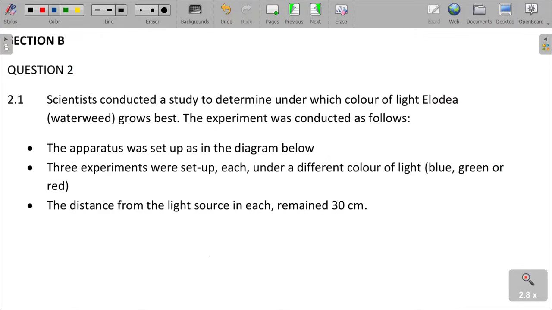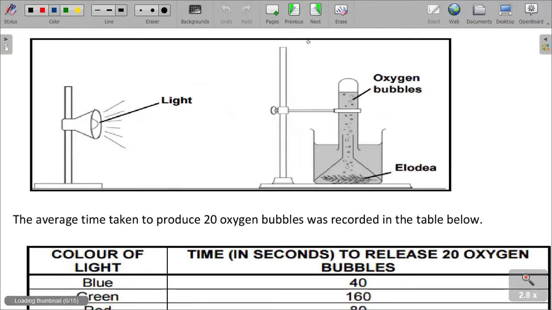Section B: scientists conducted a study to determine under which color of light Elodea, which is waterweed, grows best. The experiment was conducted as follows. Apparatus was set up in the diagram below. Three experiments were set up, each under different color light: blue, green, and red. The distance from the light source in each remained 30 centimeters.